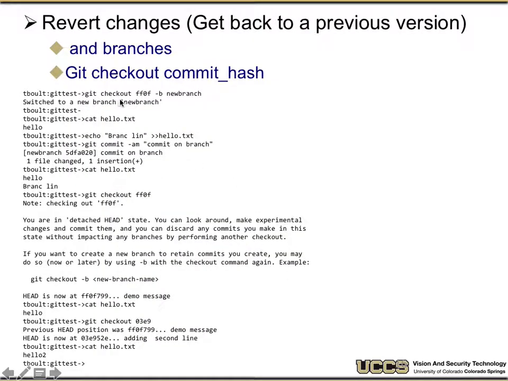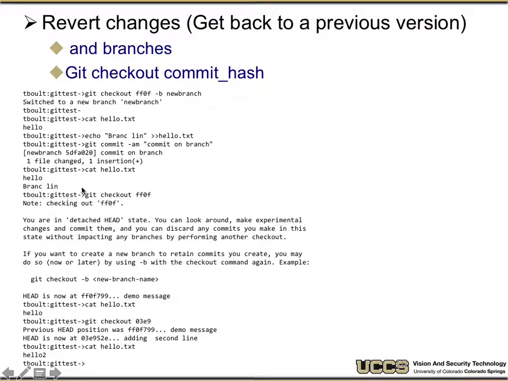So I'm going to go back to this version of the code, which was the original message, by doing a git checkout -b ff0, and then I'm actually going to call a new branch. And I'll talk about branches. You'll see some graphics for branching in a second. When I do that, I now get a version, and if I actually look at the content of the file, it's back to the old version of the file.